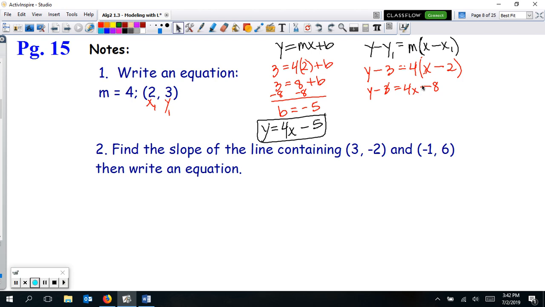That gives you 4x minus 8 here, 4 times 2, there, the 8. And then you want to get the 3 over on this side, so you add 3 to both sides to get the y by itself. And so now you have y by itself, you have your 4x, negative 8 plus 3 there is negative 5. And so there's the same equation. So that's how you can write an equation in slope-intercept form, either going straight into that form and finding the b first, or using the point-slope form and then converting it to slope-intercept form.